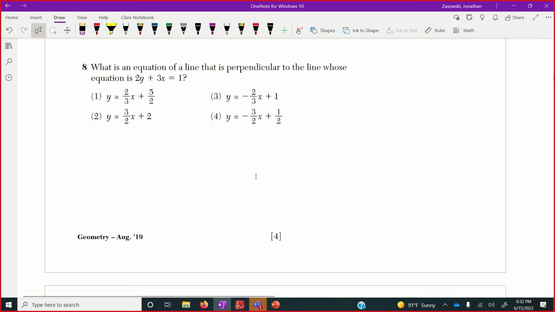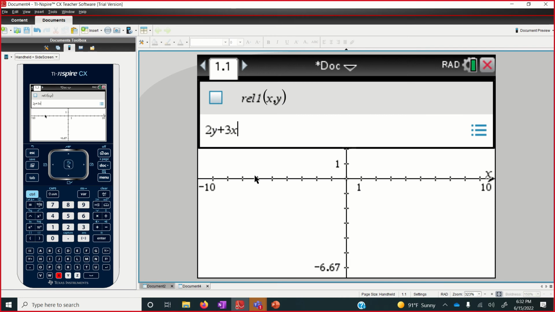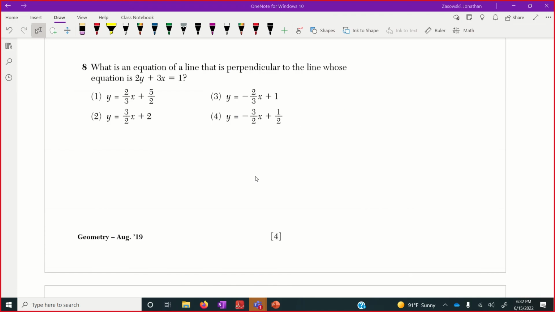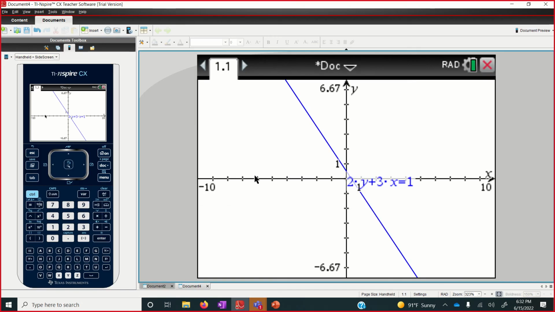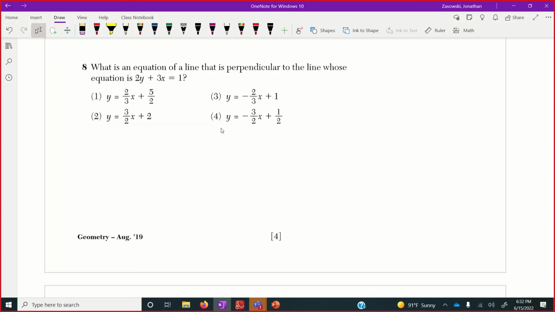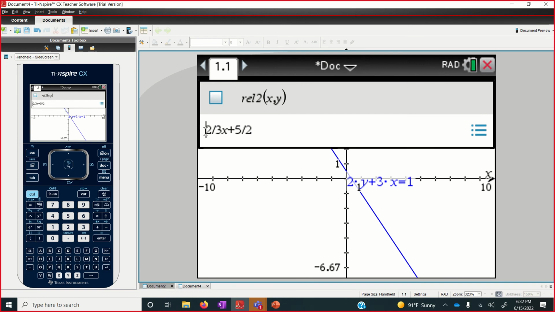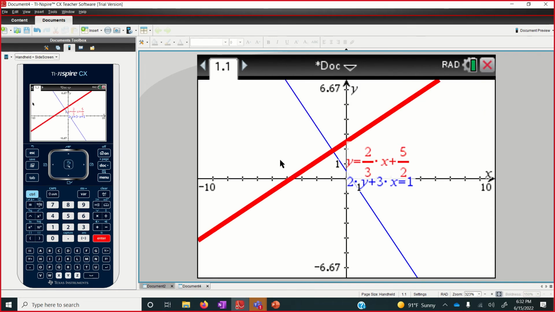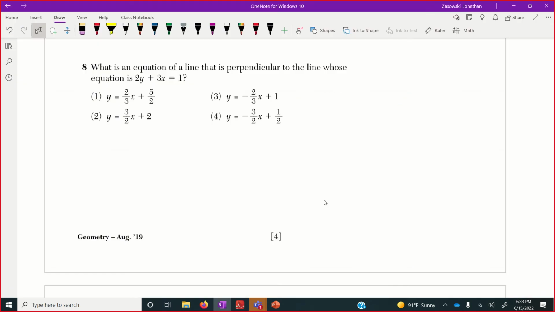We read the problem as 2y plus 3x equals 1, hit enter. It's going to graph the line. We're looking for one that's perpendicular to that one. Now we can get an idea of what's going to be really close just by typing in our answers. So 2/3 x plus 5 over 2, we can press tab. Oh, it doesn't like certain things. What did it say? Oh, we didn't have a y equals. Silly Mr. Z. Y equals. There's that line. That's pretty close. And then we can go for the next one.